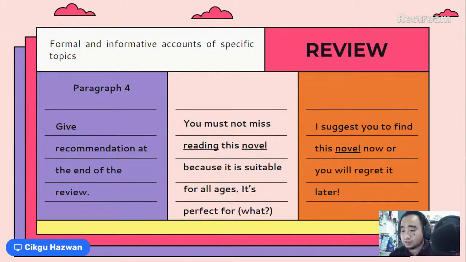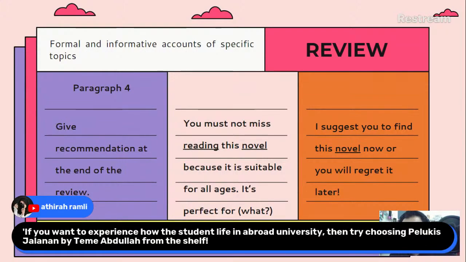Okay, or you want to take this one. You must not miss reading this book or this novel because it is suitable for all ages. It is perfect for students who want to feel the excitement of living or studying in university abroad. Okay, I suggest you to find this novel now or you will regret it later.